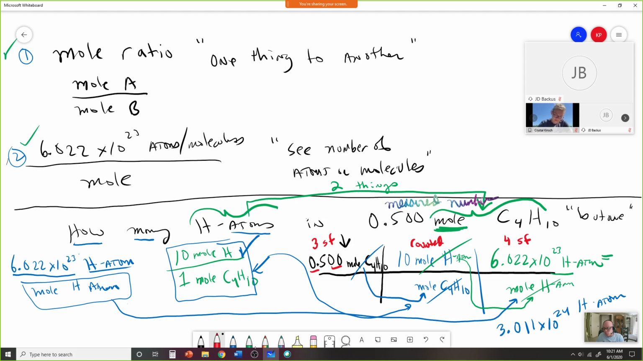And so our answer should have what? 3, none, and 4 means our answer should be 3SF, which means our final answer should be 3.01 times 10 to the 24th with significant figures. That's 3SF for this. Okay, so our answer should be 3SF at the very end.